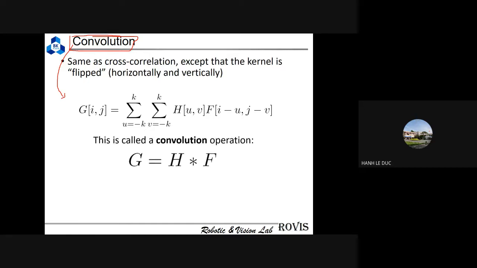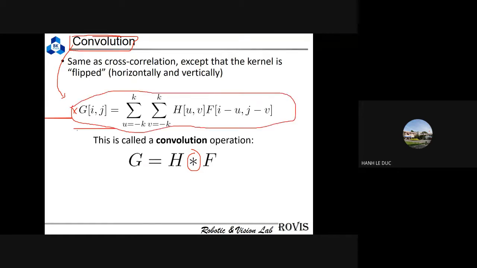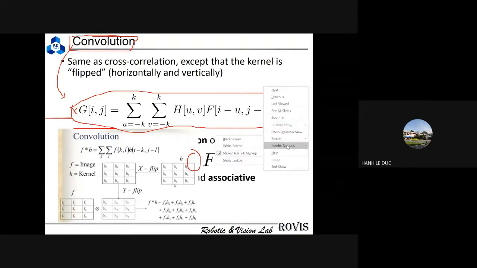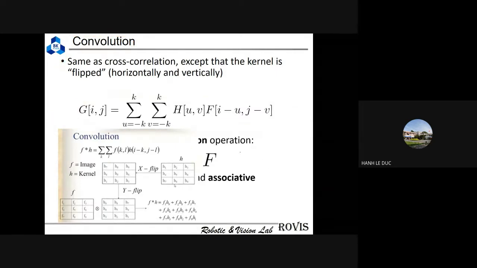What do they do? First, this is the symbol of convolution, like the star, right? And this is the mathematics. This is a very, how to say, difficult one, right? But I will explain it more easily here. So what is the convolution? Briefly speaking, convolution is the correlation, but before doing the correlation, we have to flip the kernel.